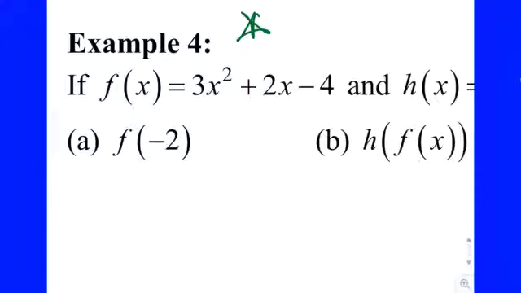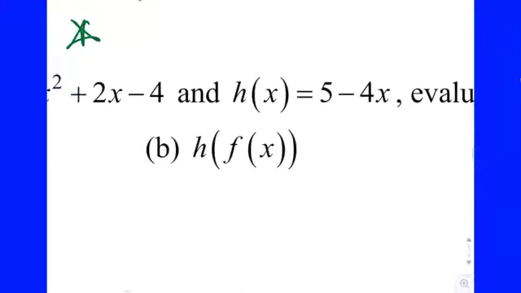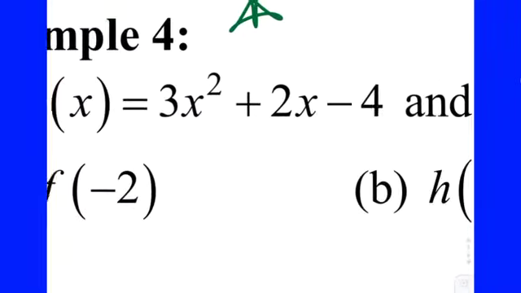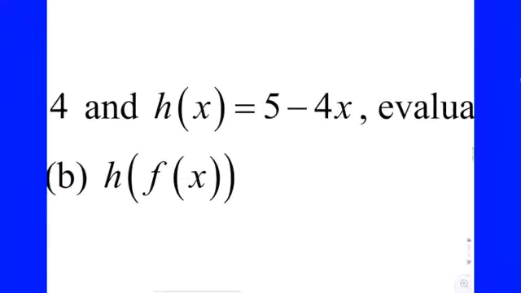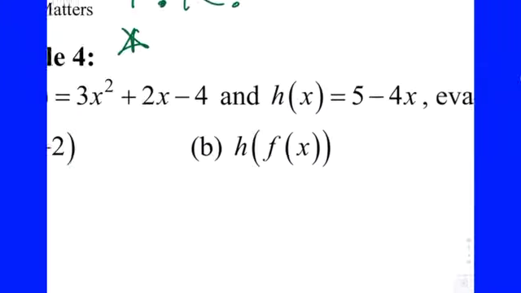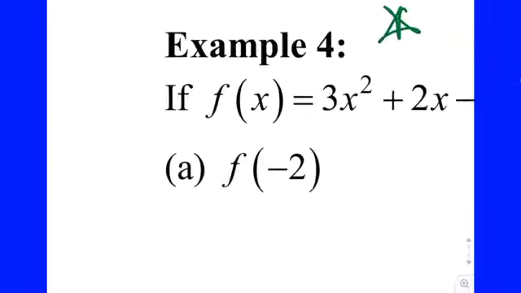If f of x is 3x squared plus 2x minus 4, and another function, h of x, is 5 minus 4x. These are just 2 handsome little polynomials, right? A quadratic, which is a parabola, and a linear function, which is a line. It says to evaluate and simplify the following. Okay, letter A, f of negative 2.